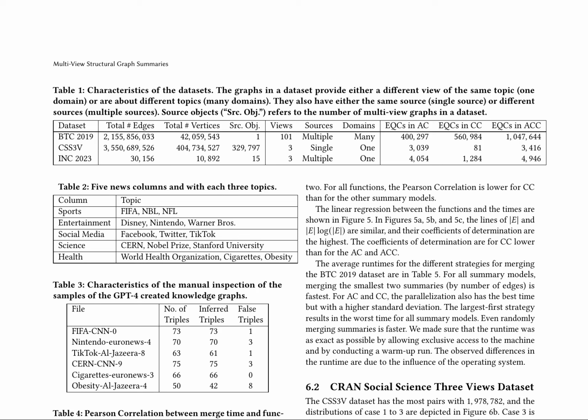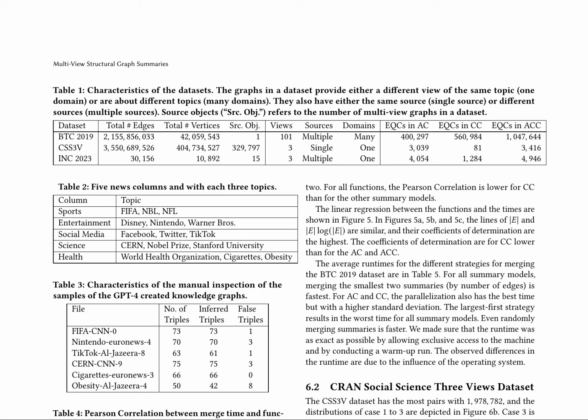In the BTC 2019 dataset, the majority of vertices fall into case 1 for AC and ACC, while case 2 is the majority for CC. The Pearson correlation between merge time and functions such as E, E log E, and E squared are calculated, with E log E showing the highest correlation for CC and ACC, and E having the highest correlation for AC.